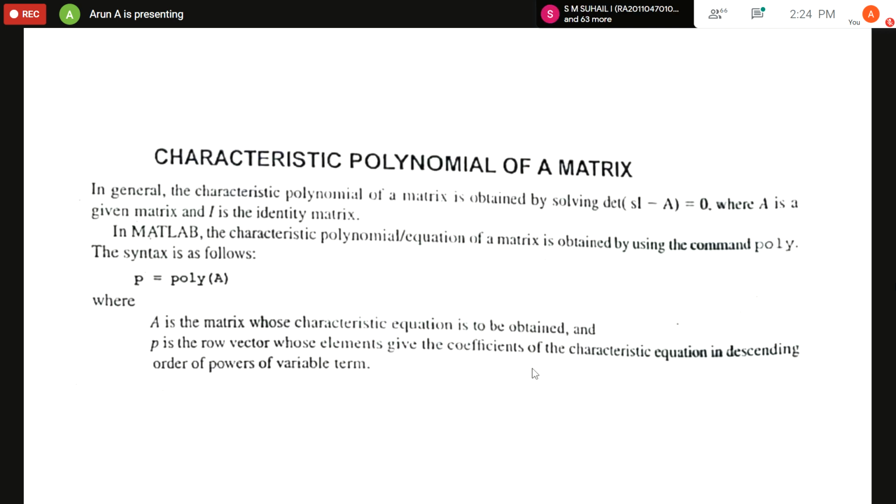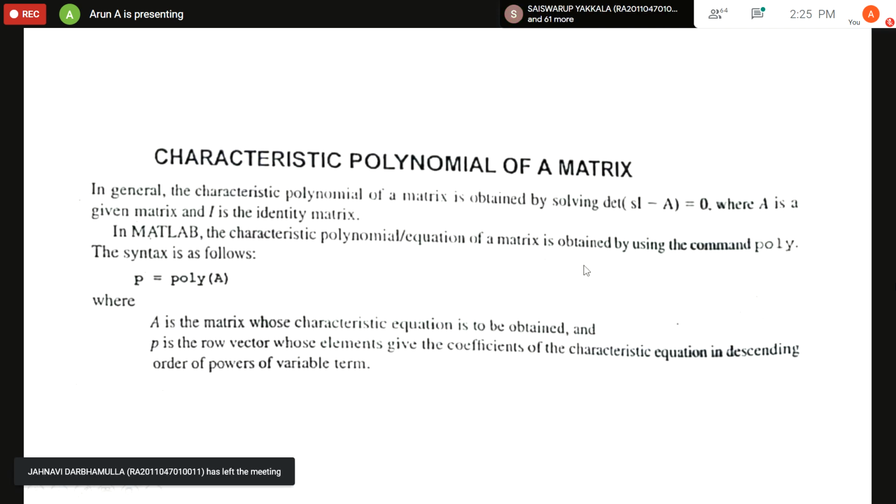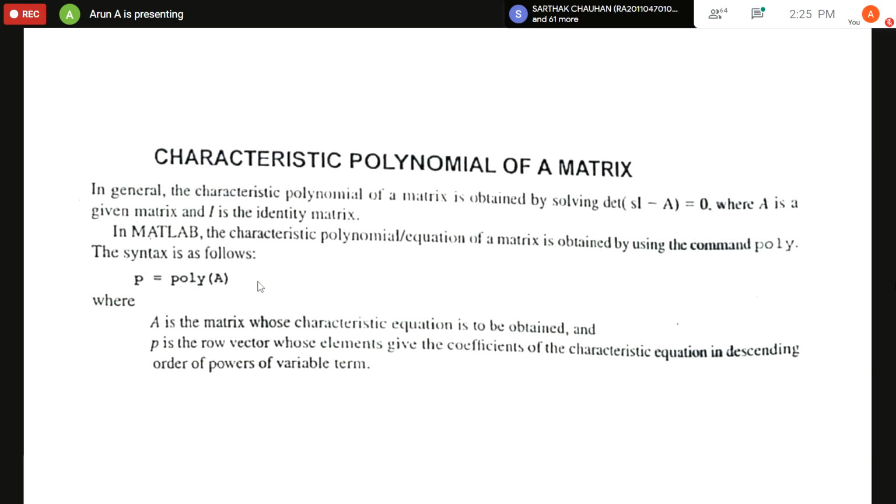Okay, so in MATLAB, the characteristic equation of a matrix can also be obtained. The syntax is poly of A. But this A we are giving in brackets, isn't it? That is the matrix whose characteristic equation is to be obtained. Okay, and p is the row vector, poly is the command. So this is one thing about matrices.